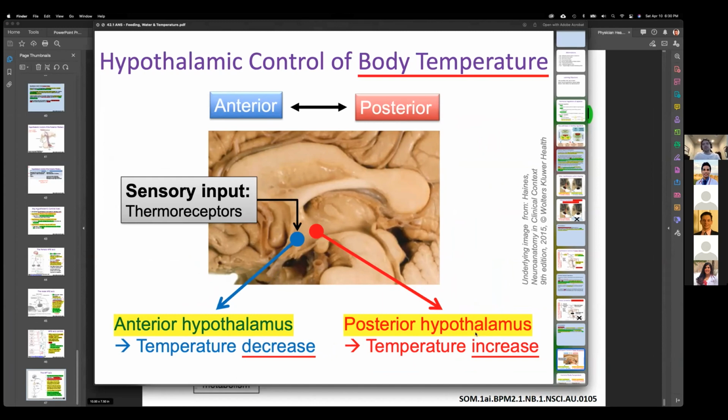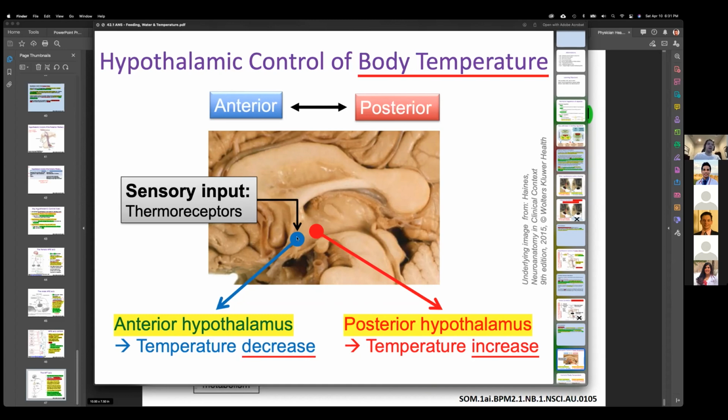Whereas the posterior hypothalamus, the way we used to remember it was hot booty. You got to have a hot booty. So posterior hypothalamus will cause you to increase your temperature. So it's an action. If you're cold, you go through measures to increase your temperature, such as shivering, right? So it's the action. These centers recognize it and go through the action of doing something, right?